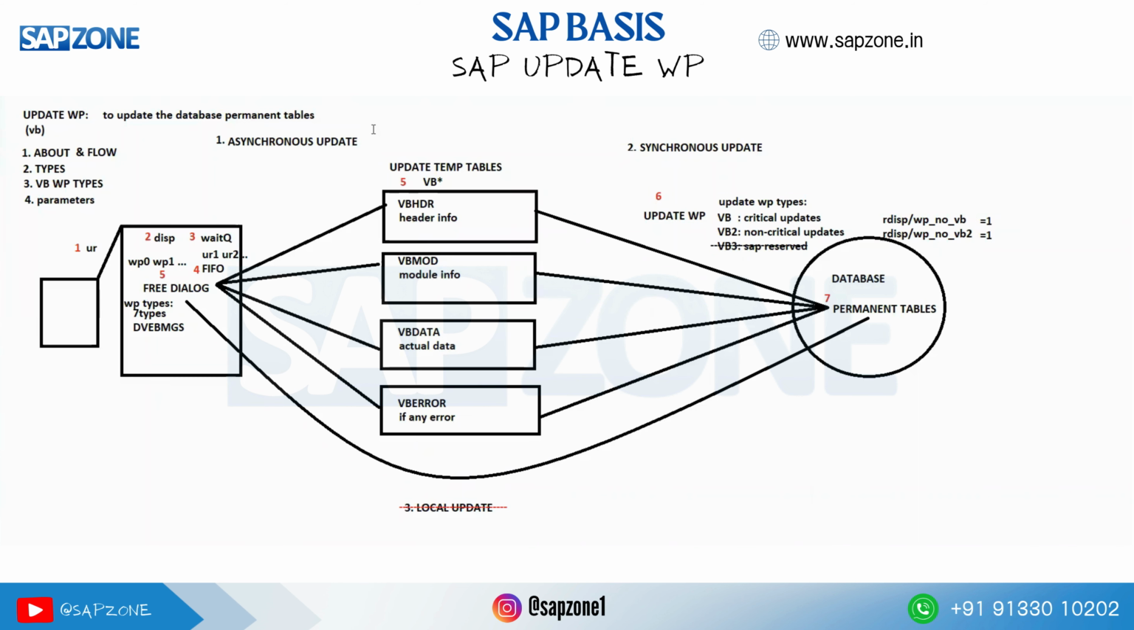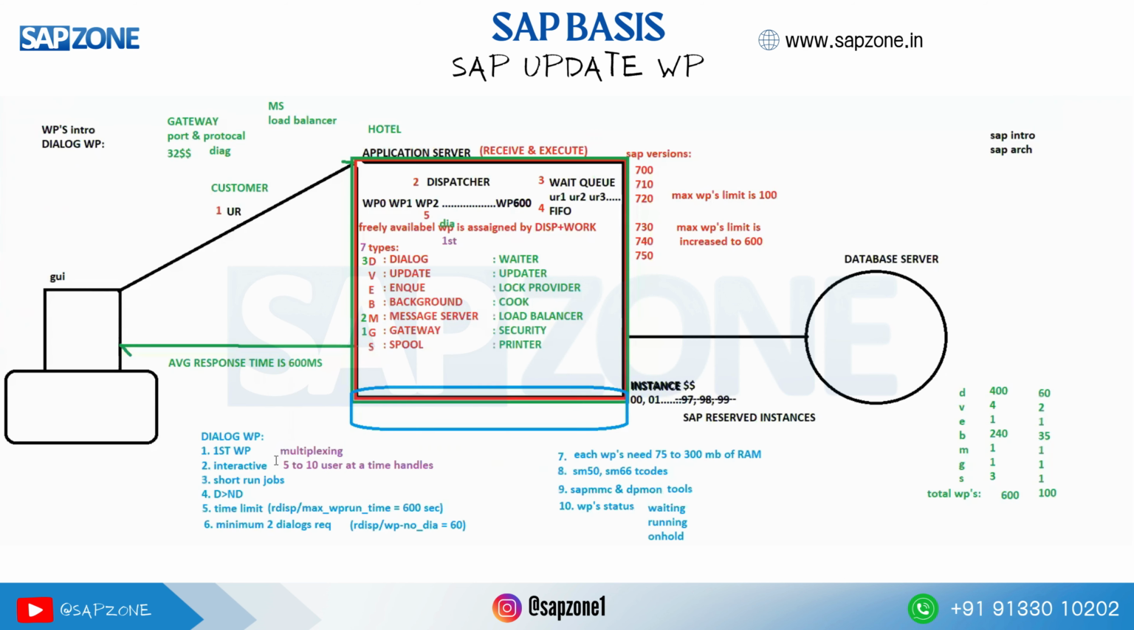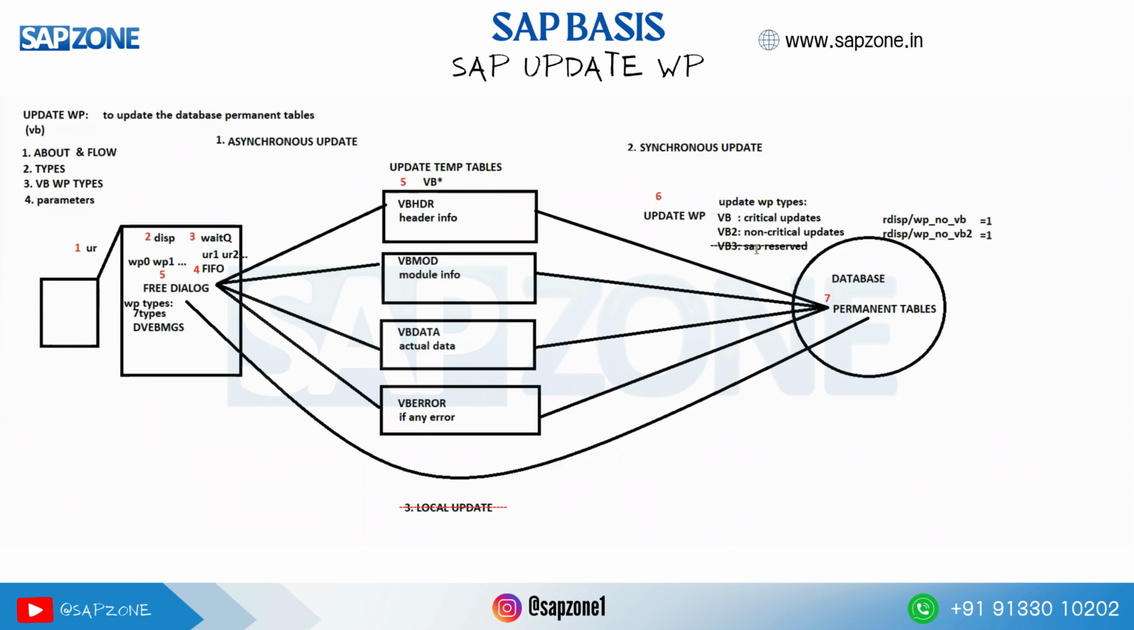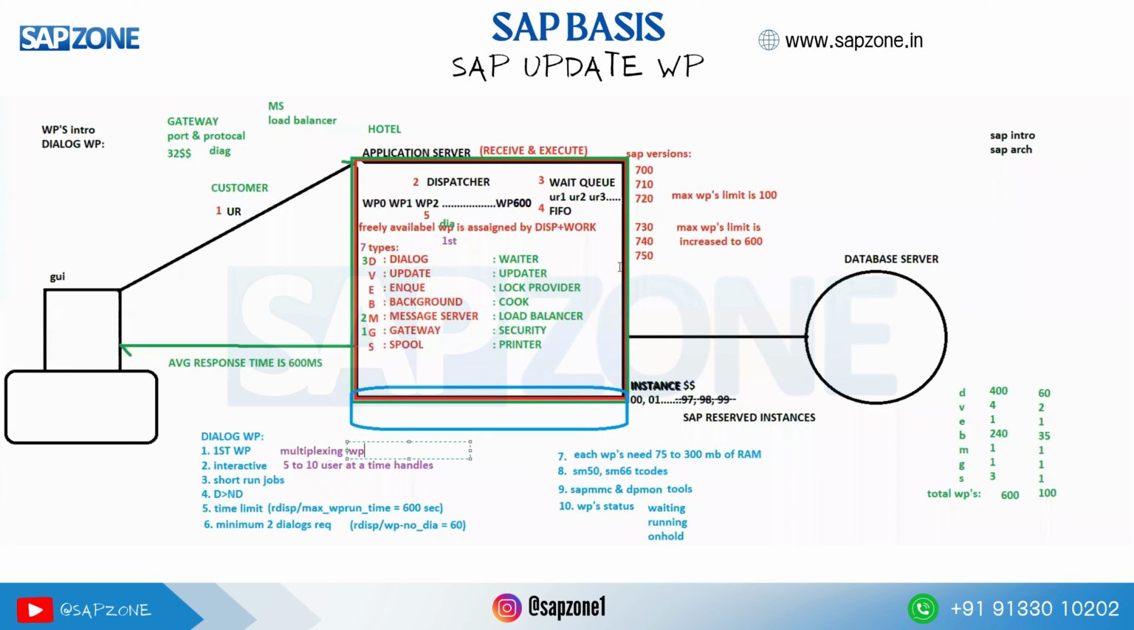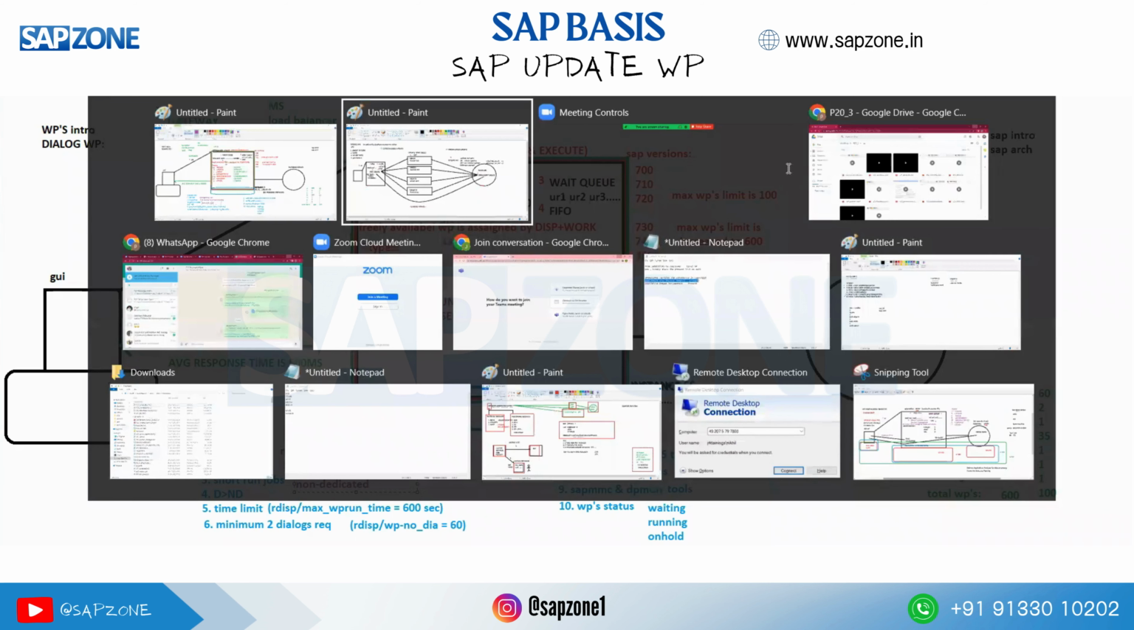Multiple requests are handled by a dialog work process at once. As I told you, 5 to 10 users are handled at a time because it is a multiplexing work process. But update is not like that; it is one after another, synchronous. The update work process is dedicated, whereas the dialog work process is a non-dedicated work process. Dedicated means synchronous.